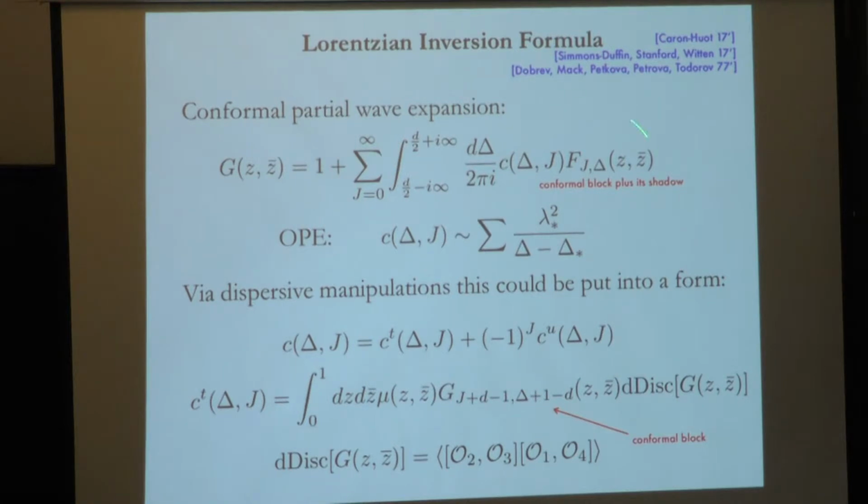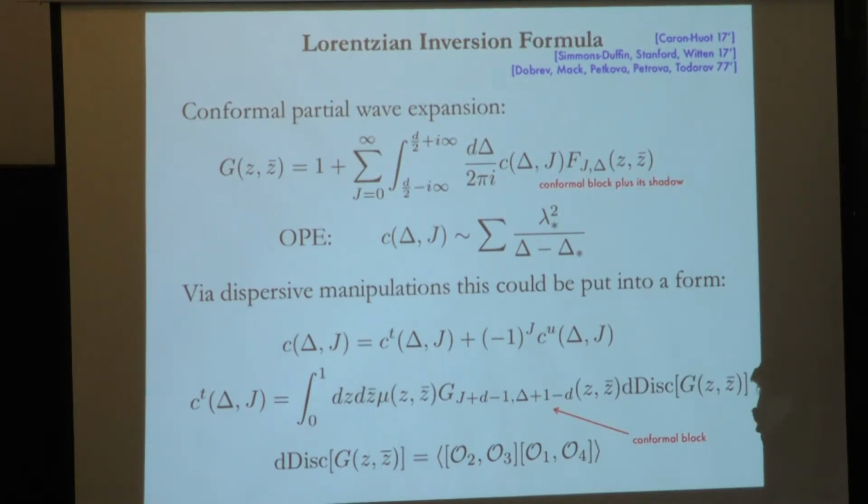Now, this kind of expressions that he wrote, and people wrote, for example, in the 70s by Dobrev, Mack, Petkov, Petrova, and Todorov, they only make sense for integer spin, but via manipulations which are very reminiscent of dispersion relations, you can put these coefficients in a form which is manifestly analytic in spin. So the only thing which is sort of not very subtle is this (-1)^j. I will talk about it.